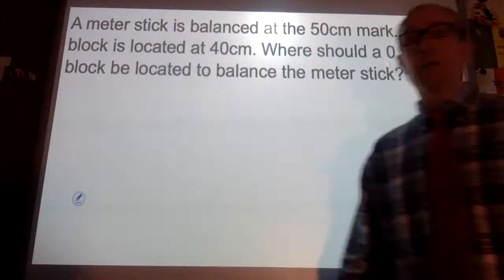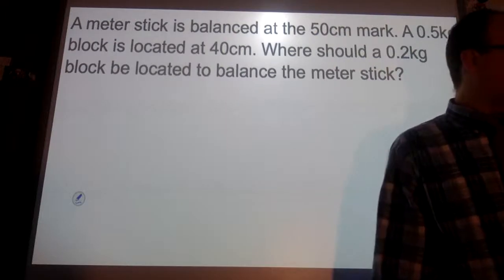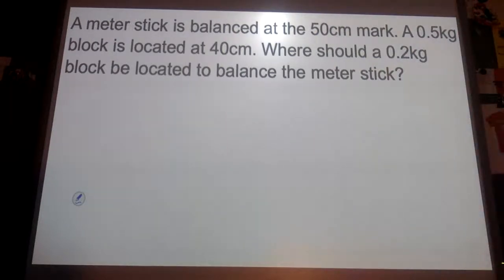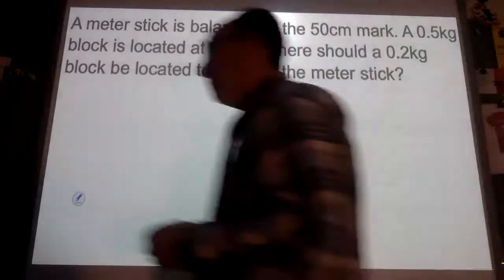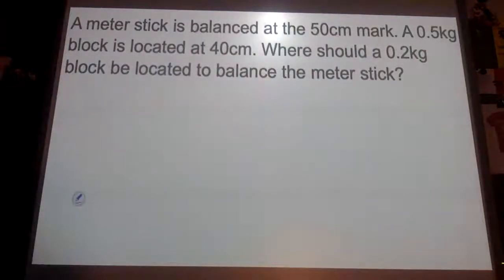Hey guys, I just wanted to go over some torque problems with you. These are going to be rotational as well as linear equilibrium problems, which means that F net will be equal to 0, as well as the sum of the torques.